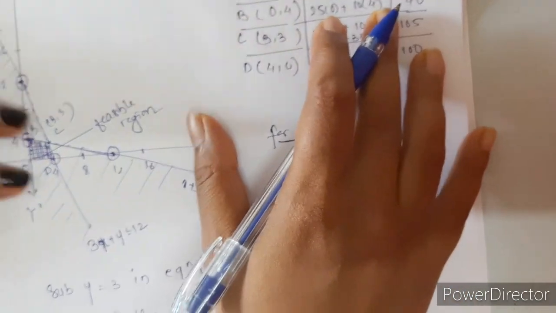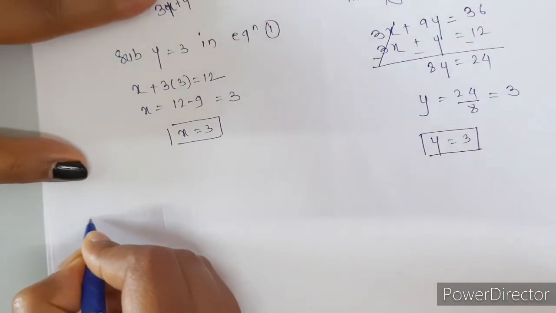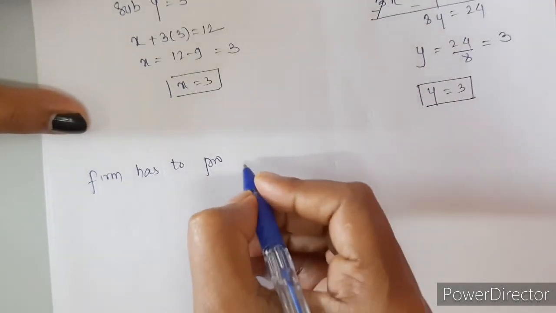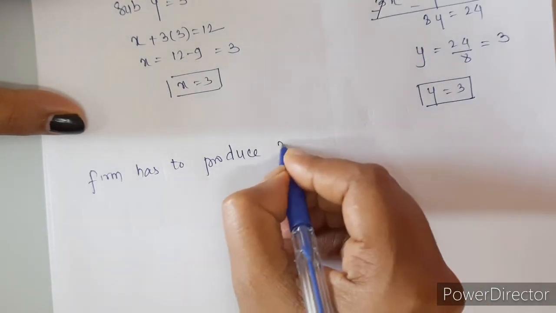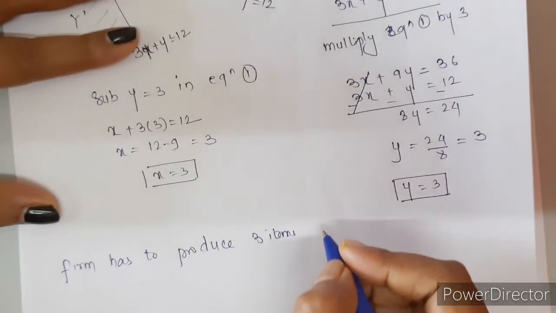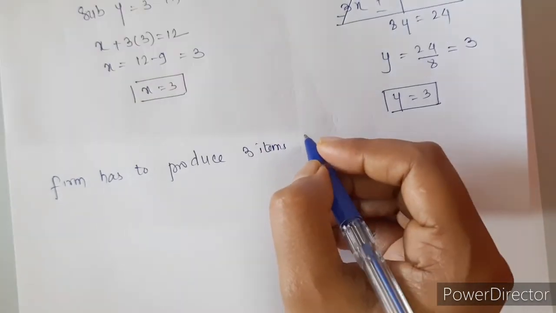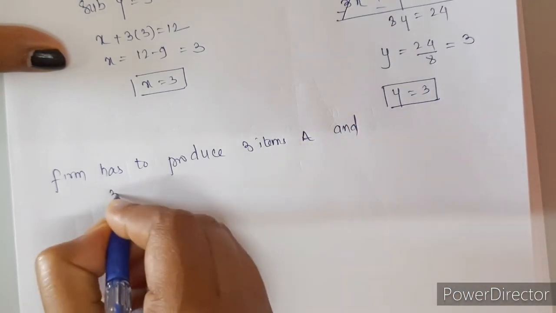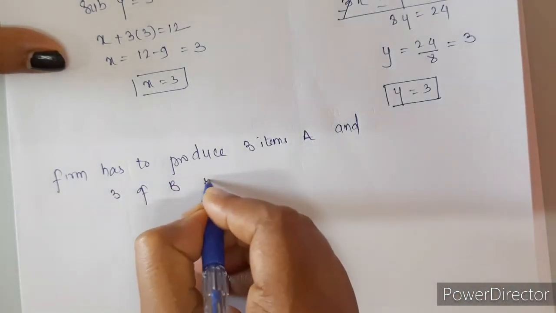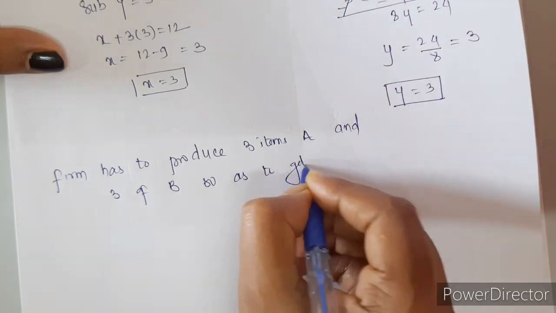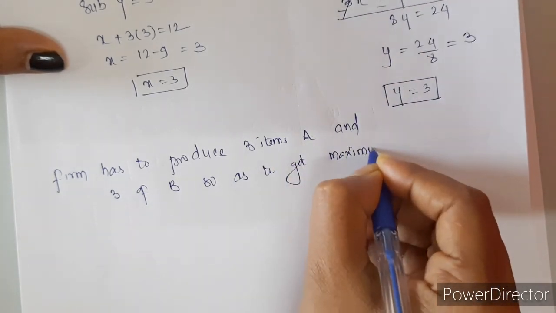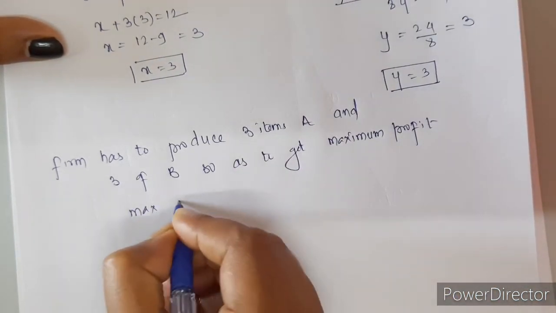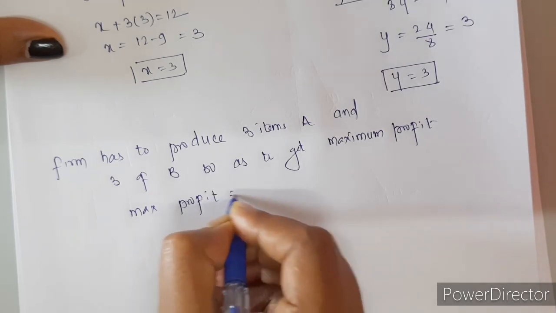So the firm has to produce 3 items of A and 3 of B, so as to get maximum profit, and the maximum profit is 110.